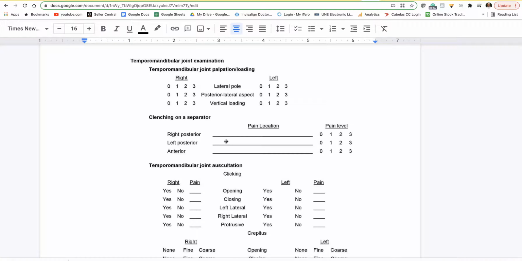determining whether there's inflammation in the joint, but you may also get masseter pain and sometimes medial pterygoid pain when you do this. So you have to be specific on where the pain is. Is it a sharp sensation in the joint, or is it a general pain over their muscles?